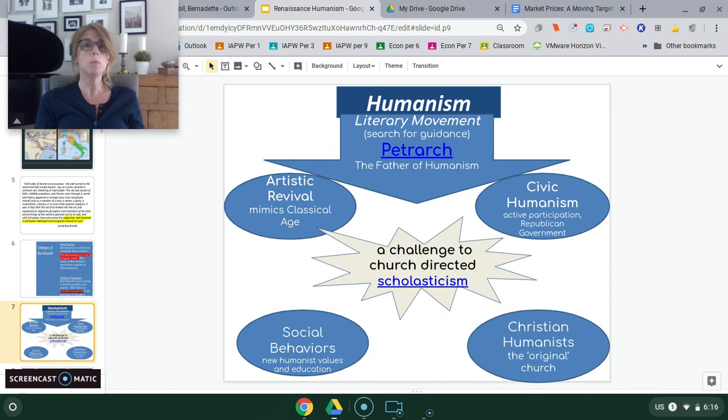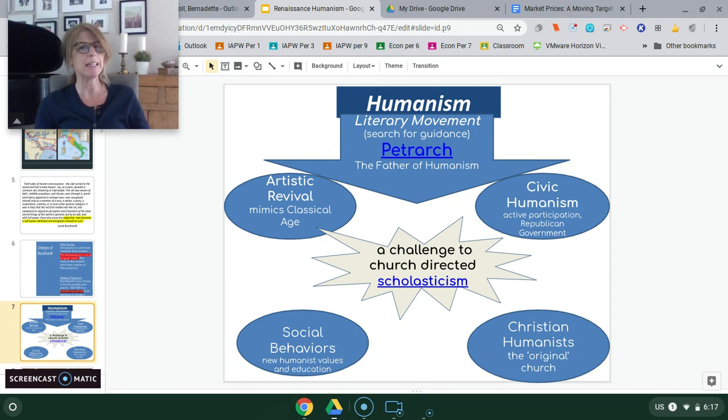And so, to be more specific, Petrarch, who is an Italian thinker of the 1300s, is very often referred to as the father of humanism because he really is believed to have taken up this cause, that he was inspired by the classical writers of the past. So the literature, right? It was a literary movement. The classical writers of ancient Greece and ancient Rome really inspired Petrarch.